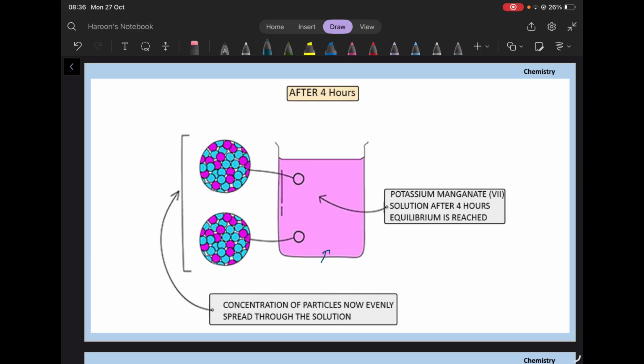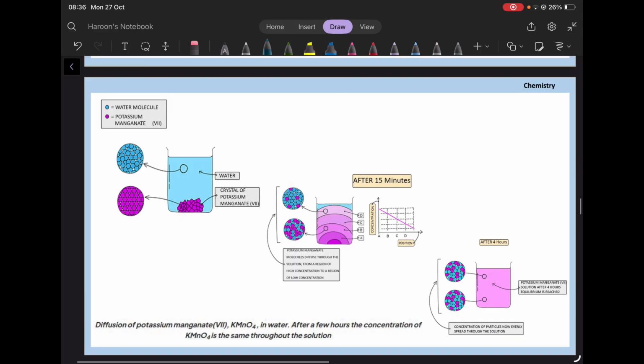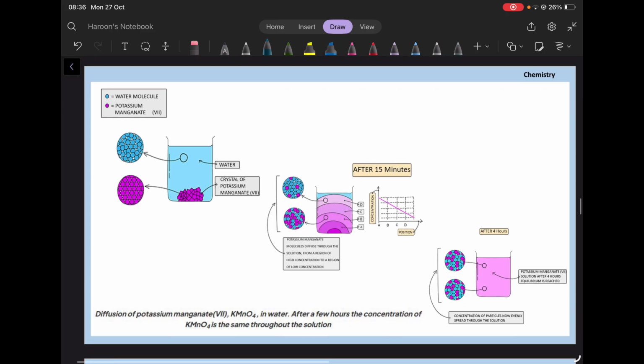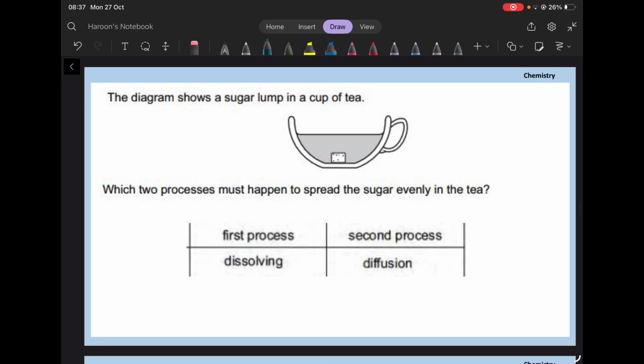So diffusion is movement from a region of high concentration to a region of low concentration down a concentration gradient. This happens because of the kinetic particle theory, of course, that particles would always be in a random motion, especially for gaseous particles, because they can move at very high speeds in all directions. So this is the summary. This happens due to random movement of particles. So this is a concept that can come in your exam.